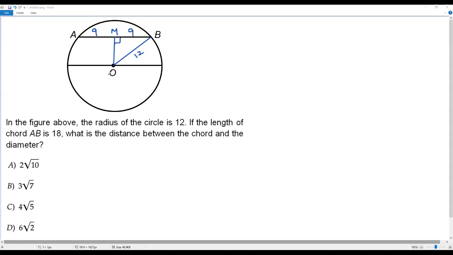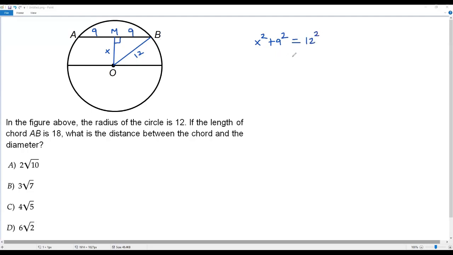Okay, now I have to find the distance between the chord and the diameter, which is given by the line segment OM. So let me say this distance, or the length of the line segment OM, as x. Now consider the right triangle OMB. In this right triangle OMB, I have to find the length of the leg OM. To find it, I can use the Pythagorean theorem. The Pythagorean theorem says in a right triangle, the sum of the squares of the two legs always equals the square of the hypotenuse. So I square the length of each leg and add them. That is x squared plus 9 squared. It must be equal to the square of the hypotenuse. The hypotenuse is the side opposite to the right angle, so that is 12 squared.